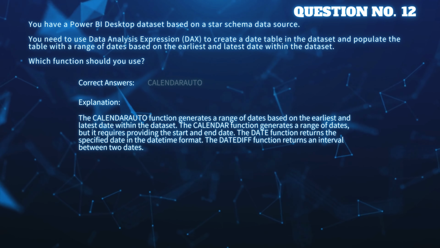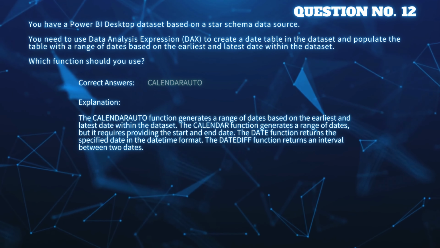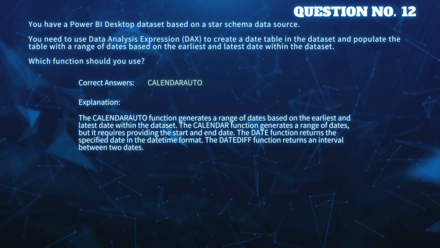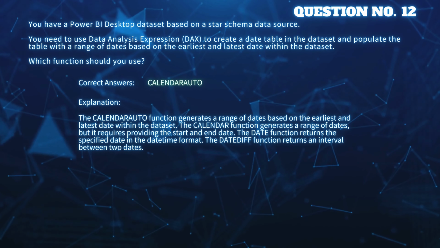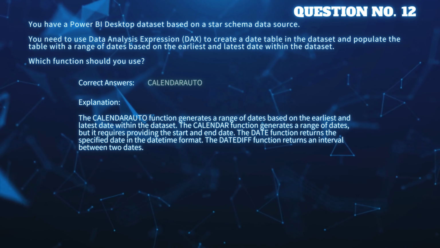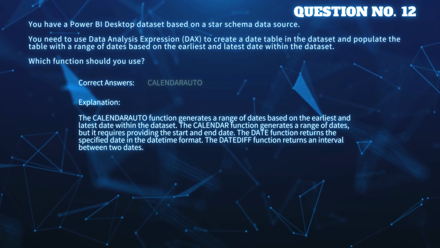Explanation: the CalendarAuto function generates a range of dates based on the earliest and latest date within the dataset. The Calendar function generates a range of dates, but it requires providing the start and end date. The Date function returns the specified date in the datetime format. The DateDiff function returns an interval between two dates.